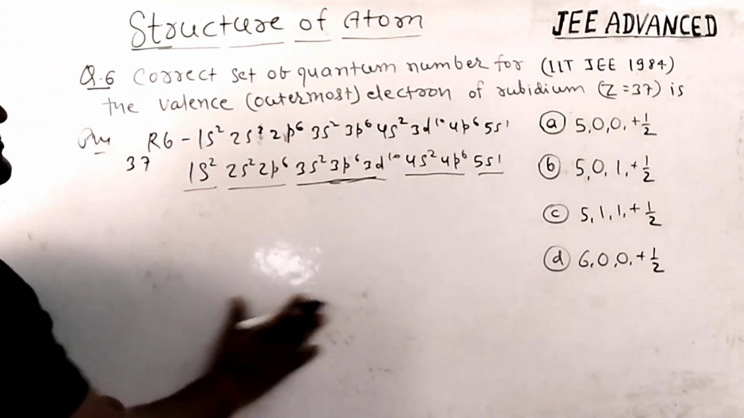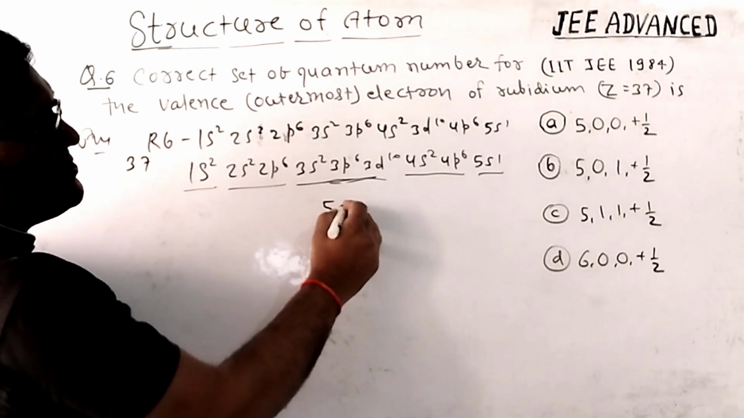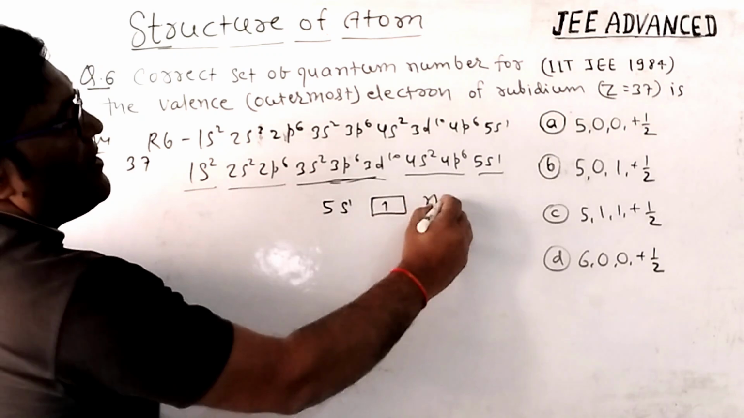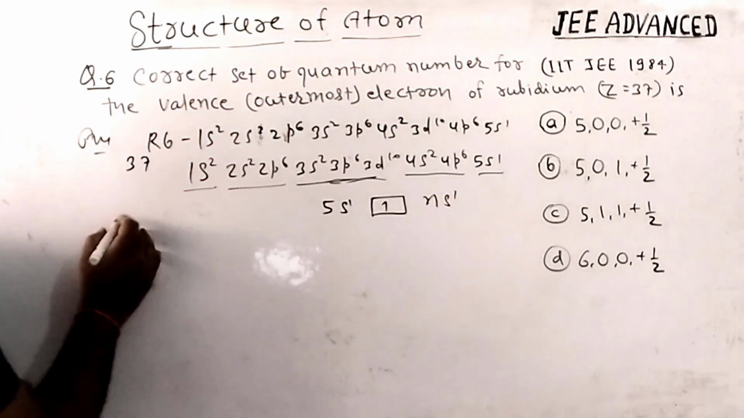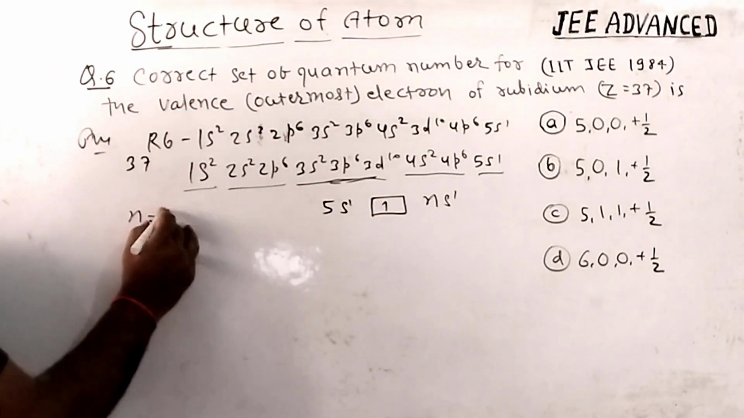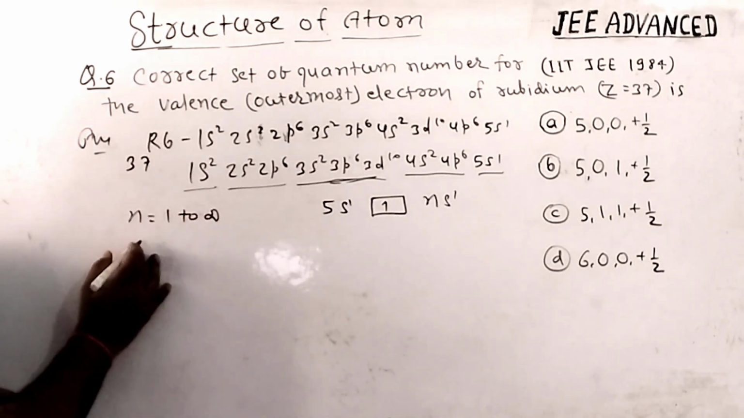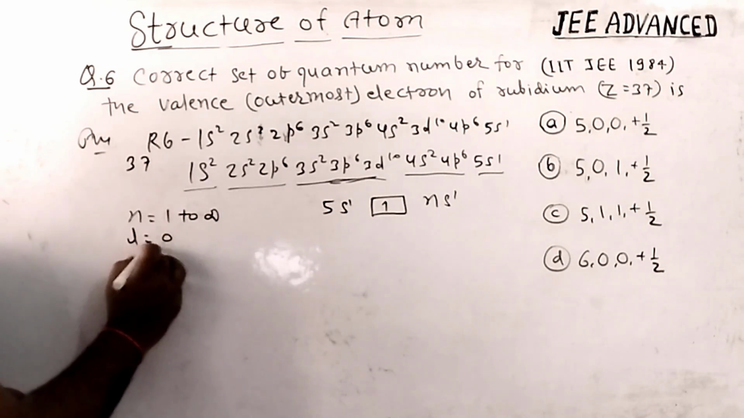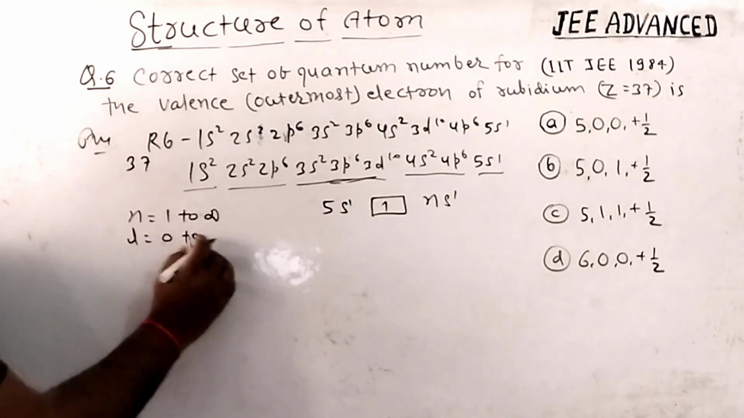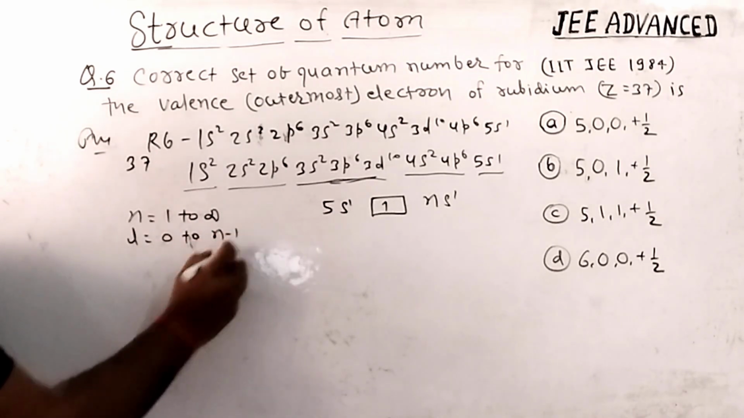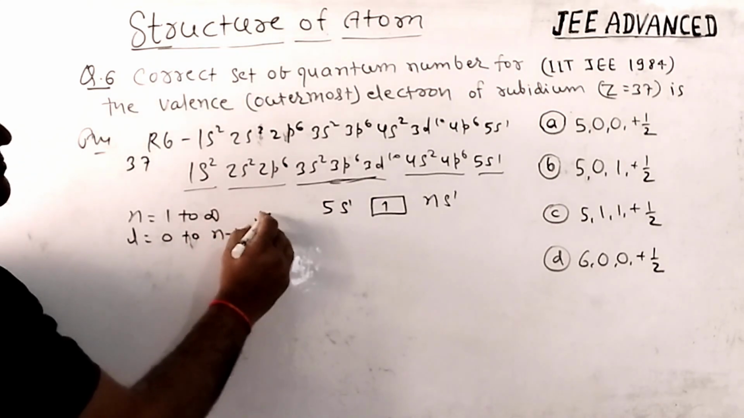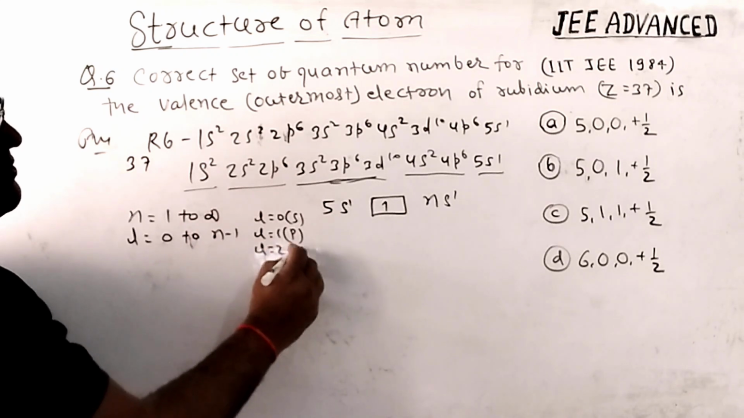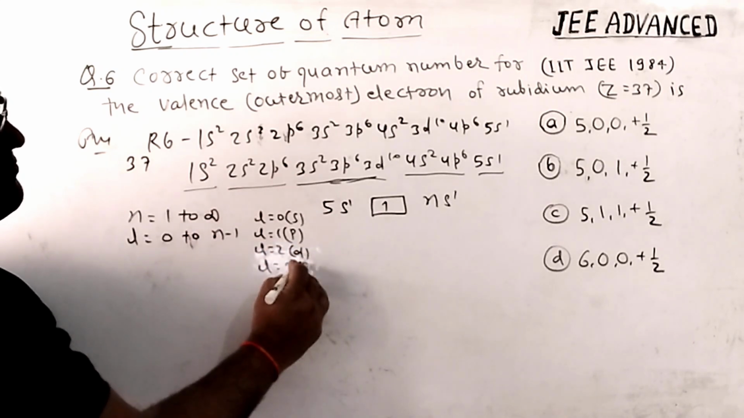Okay. Now in the fifth shell, we have 5s1. Here 5s1 means ns1, where n is equal to 5. Now n is equal to 1 to infinity. n is the principal quantum number, l is the azimuthal quantum number or secondary quantum number. The value of l is 0 to n minus 1. l is equal to 0 for s, l is equal to 1 for p, l is equal to 2 for d, l is equal to 3 for f.